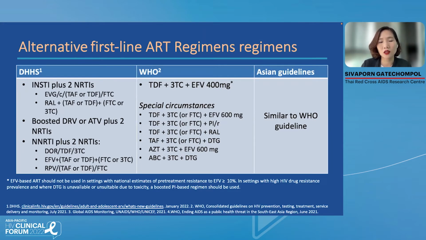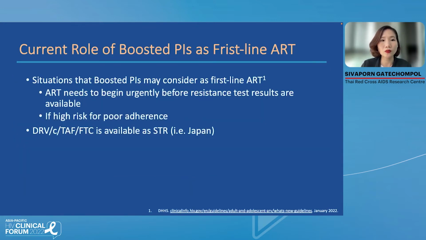For the Asian guideline, there are similar recommendations to WHO. In terms of the current role of boosted PI as first-line ART, there are some situations in which boosted PI may be considered as first line. For example, when ART needs to begin urgently before the resistance test results are available, or if the patient has a high risk of poor adherence. And the fixed-dose combination of boosted darunavir with TAF and FTC is also available as a single tablet regimen in a few countries in Asia, for example, in Japan.